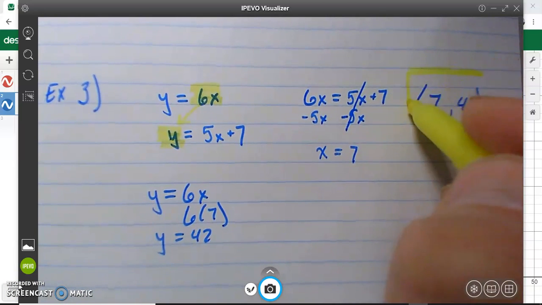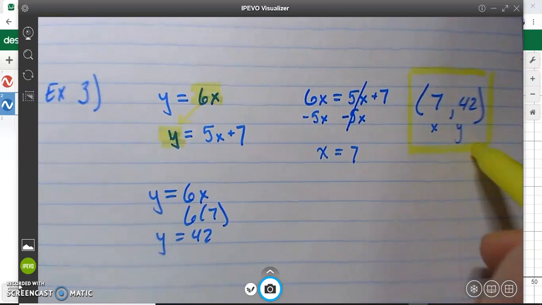So my answer is x equals 7, y equals 42.